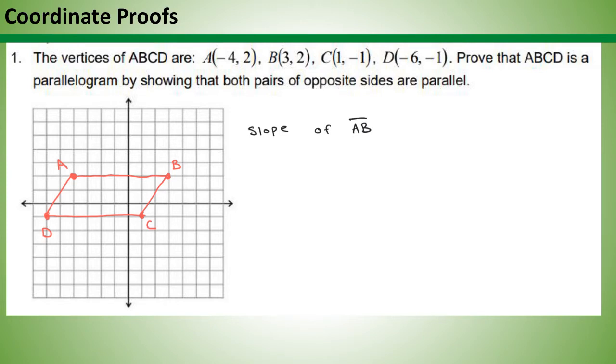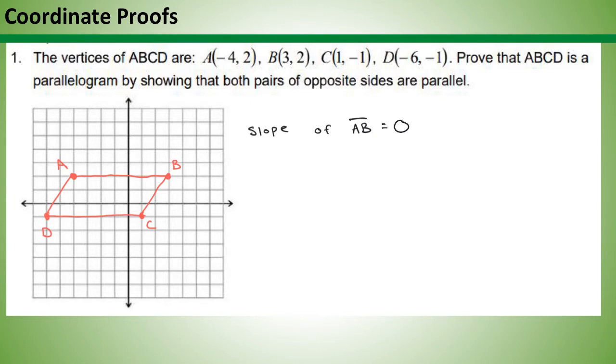Okay, so if I'm looking at line AB, to go from A to B, I'm not rising at all, so my rise is 0. My run, I'm actually running how far? That is 7. Okay, so we're rising 0 and running 7. That would be 0 over 7, which is just going to be a slope of 0.